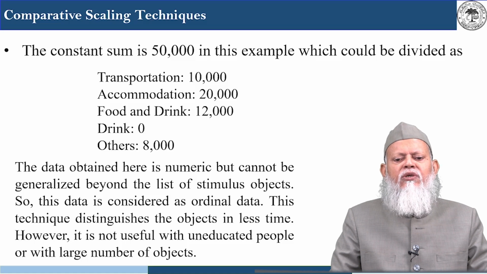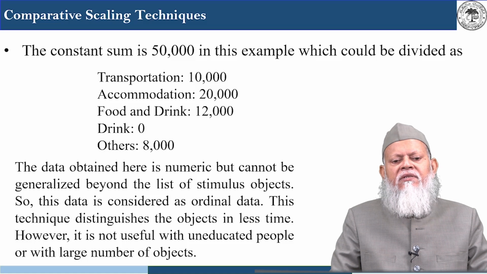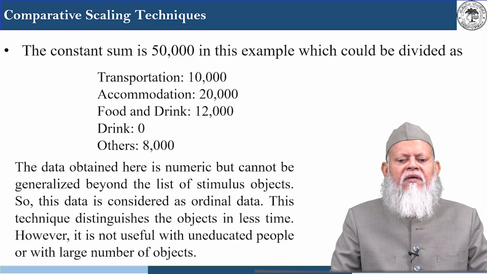The data obtained here is numeric, but cannot be generalized beyond the list of stimulus objects. So, this data is considered as ordinal data. How come? Accommodation is rank 1, food and drink is rank 2, transportation is rank 3 and others rank 4. This technique distinguishes the objects in very less time. However, it is not useful with uneducated people or with a large number of objects.